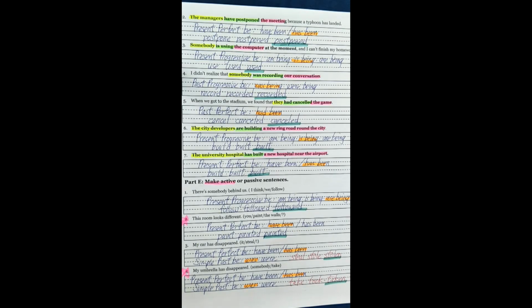Number 2. The managers have postponed the meeting because a typhoon has landed. Subject, the managers. Verb, have postponed. Object, the meeting. Have postponed is present perfect. Present perfect be verb: have been, has been. Verb: postpone, postponed, postponed.